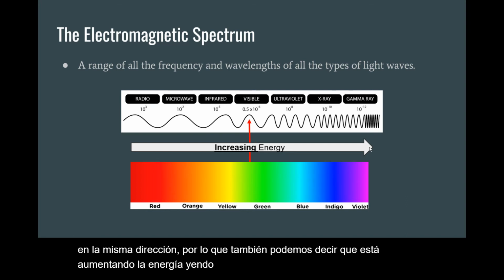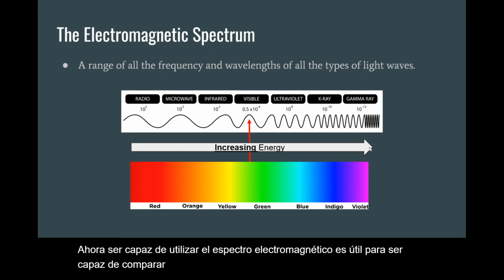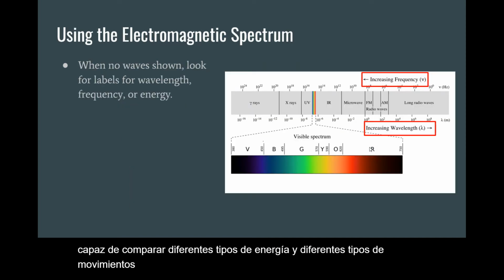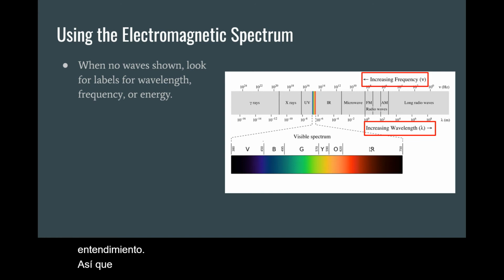Now, being able to use the electromagnetic spectrum is useful for being able to compare different types of energy and different types of motions of charged particles. And what I want you to be able to do is take any electromagnetic spectrum and generate an understanding. So here's a different one, and I want to walk you through the steps of what I hope you can do.